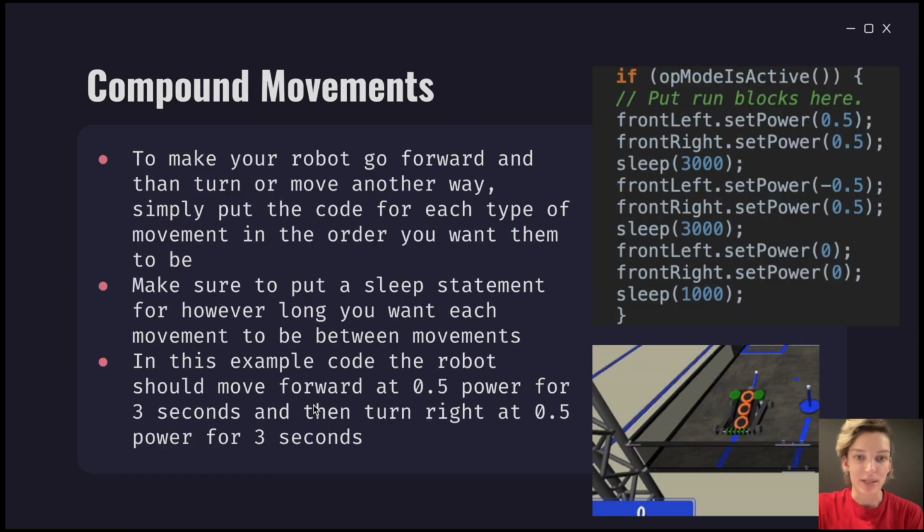So, compound movements. To make your robot go forward and then turn or move another way, you simply put the code for each type of movement in the order you want them to be. Make sure to put a sleep statement for however long you want each movement to be between movements. In this example code, the robot should move forward at 0.5 power for 3 seconds and then turn right at 0.5 power for 3 seconds. So you can see what the code is causing right here.